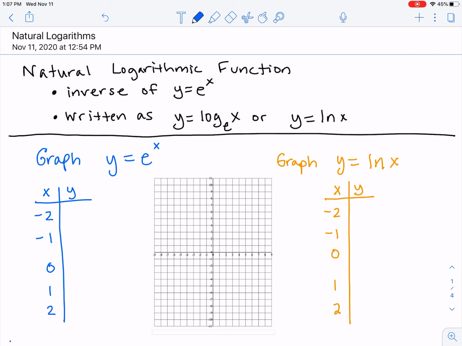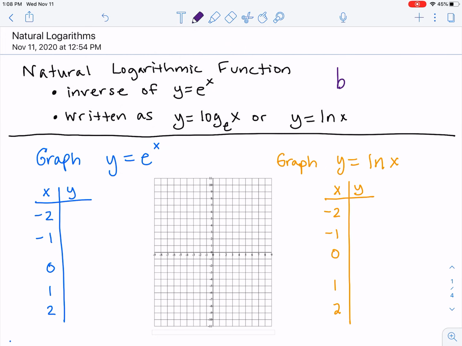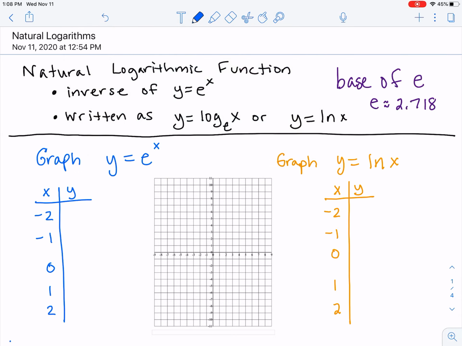Okay? And we're going to end up using those same properties we learned for logarithms and apply them to our natural logarithms. All right, so a natural logarithm has a base of e. And keep in mind that e is equal to approximately 2.718. So let's go ahead and show you what this looks like graphically.